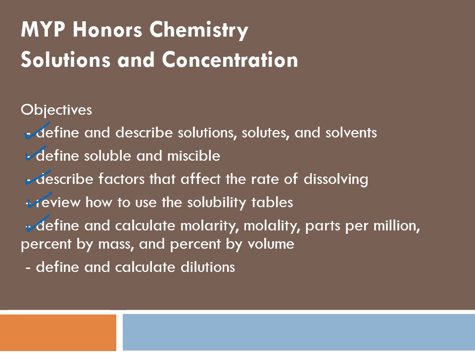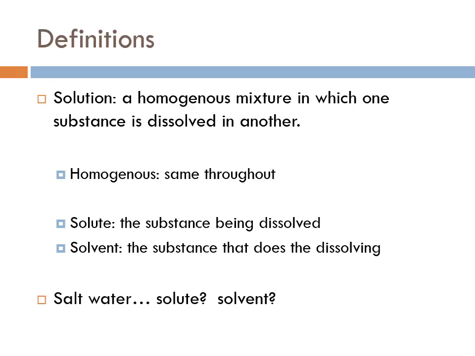and parts per billion. We're going to look at percent by mass and percent by volume, all different ways to calculate and measure concentration of solutions. And then we're going to look at how to define and then calculate concentrations of diluted solutions.